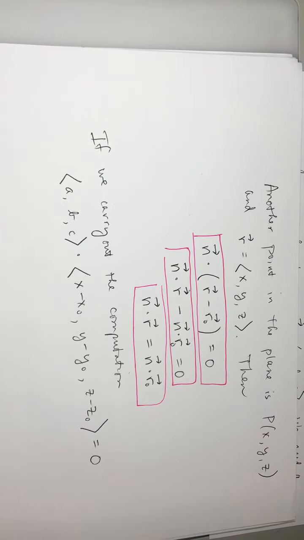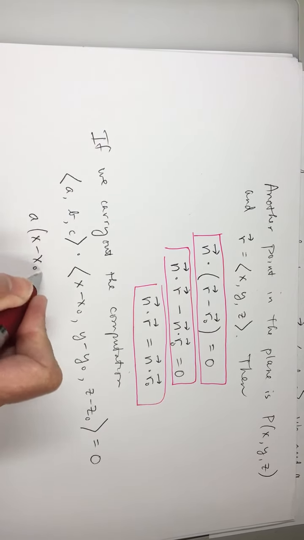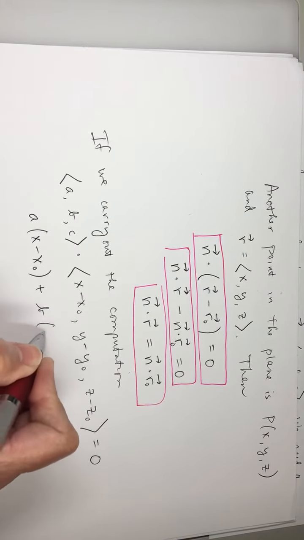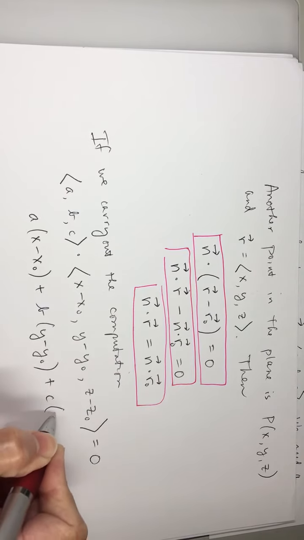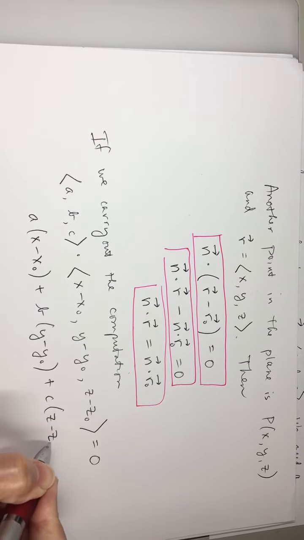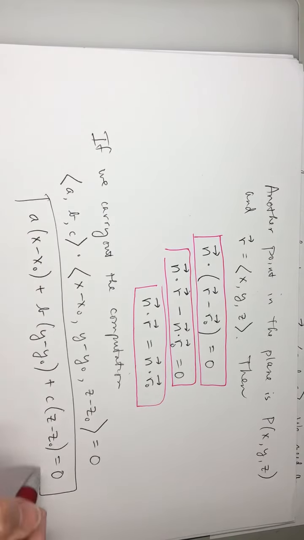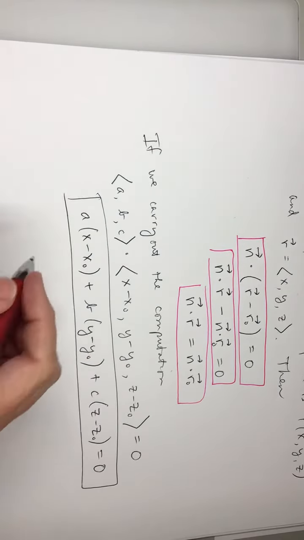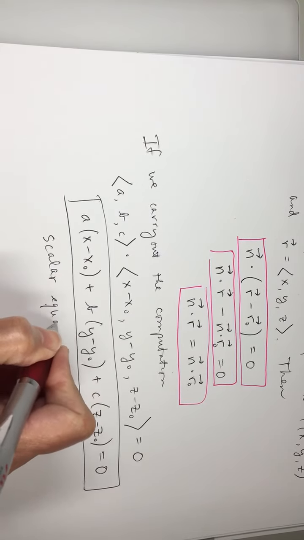Now they went ahead and they wrote it the way I wrote it a little bit ago. a times x minus x sub 0 plus b times y minus y sub 0 plus c times z minus z sub 0 equals 0. So you get this. This is the scalar equation of a plane.